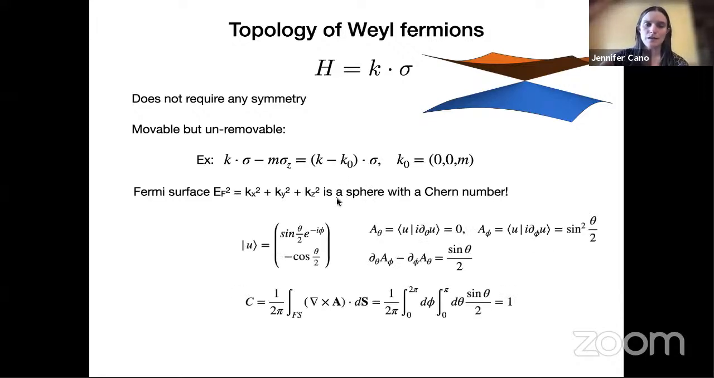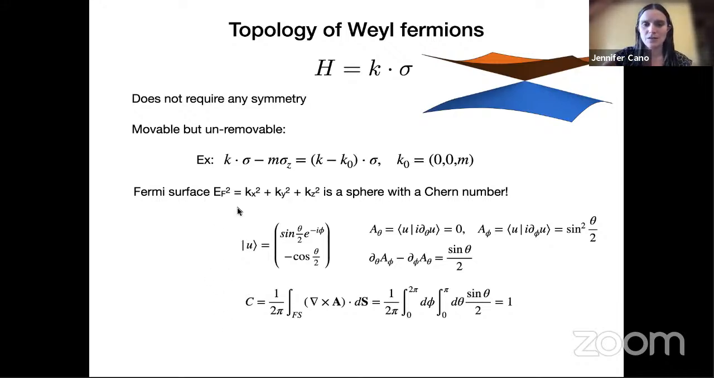Okay, so now moving on to the topology of these things. The point here, as I was saying earlier, is that we can look at the Fermi surface. So a Fermi surface will be a sphere. And that sphere is now a 2D manifold. And as long as the Fermi level is not at zero, it's a 2D manifold where there's a gap everywhere on the Fermi surface. And so we can compute the Chern number on the Fermi surface. And it turns out that that Chern number is always plus or minus one. And so that's what gives us the topology of these Weyl fermions.